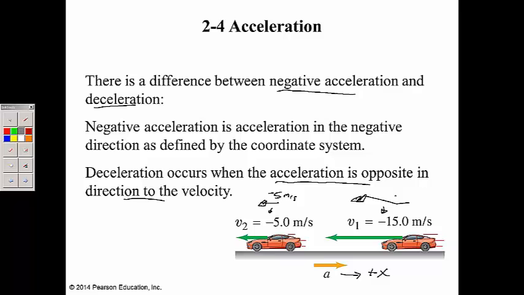Negative acceleration occurs when the acceleration, as defined by the coordinate system, is in the negative direction. If the car in this example right here was traveling to the right rather than to the left, and it experienced the same acceleration, then it would have increased its speed.